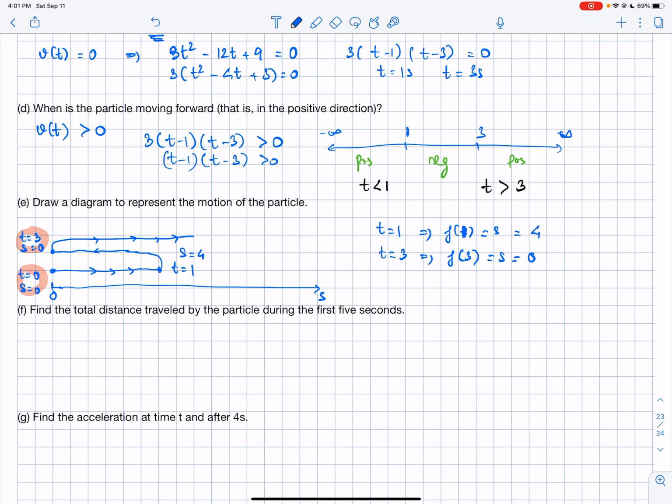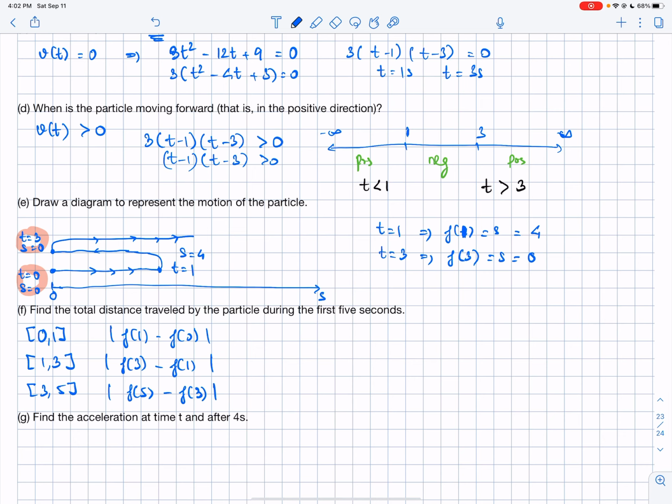So in this situation, we need to break down into pieces. So we're gonna do from 0 to 1, from 1 to 3, and from 3 to 5. So we take f of 1 minus f of 0, f of 3 minus f of 1. And because we're doing distance, we want to make sure our number is positive.